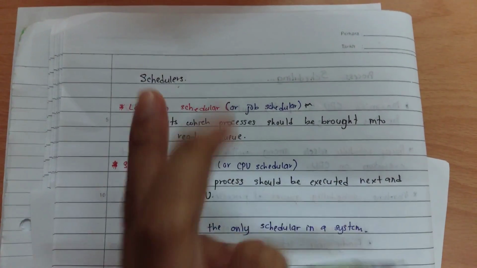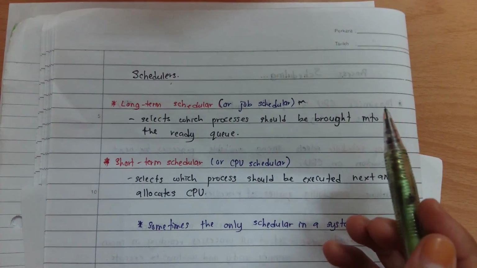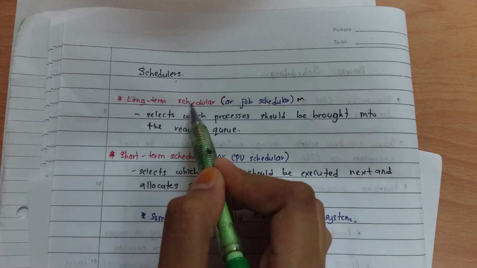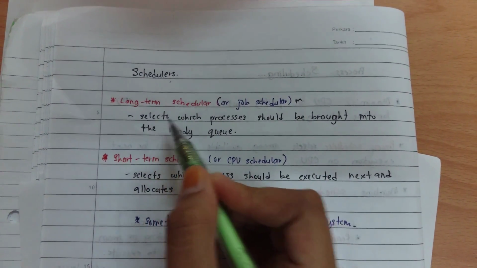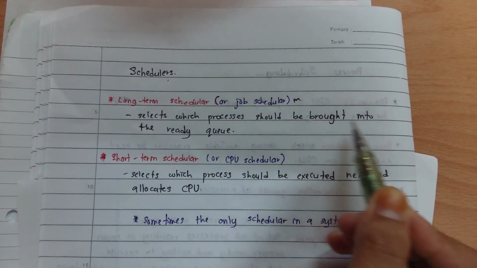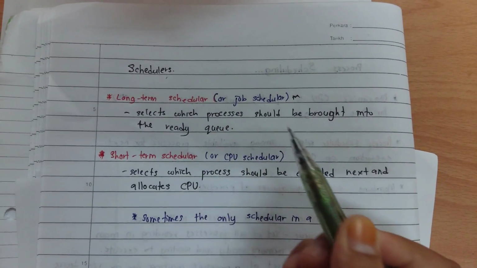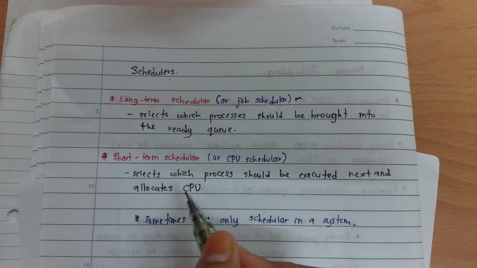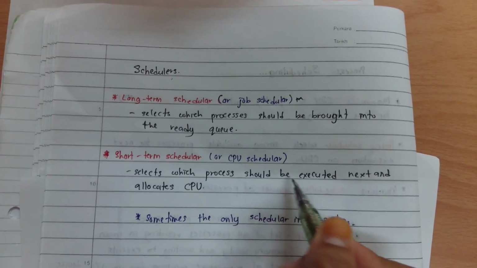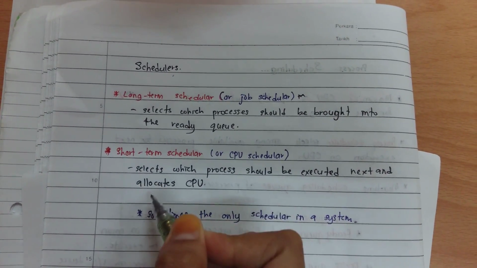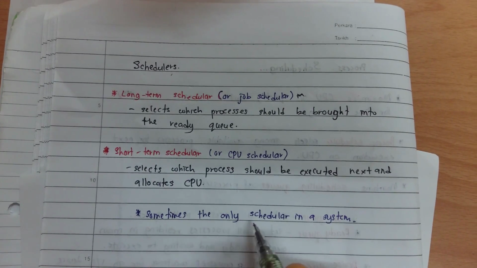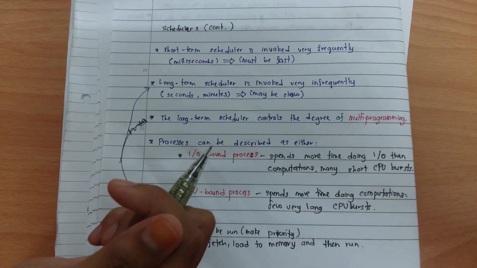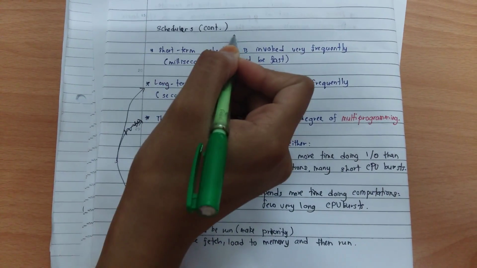Scheduler. We have two terms in scheduler. The first one, long-term scheduler, or we call job scheduler. It selects which process should be brought into the ready queue. The second one, short-term scheduler, or we call CPU scheduler. It selects which process should be executed next and allocates CPU. Sometimes it is the only scheduler in a system. And now we go to scheduler content.